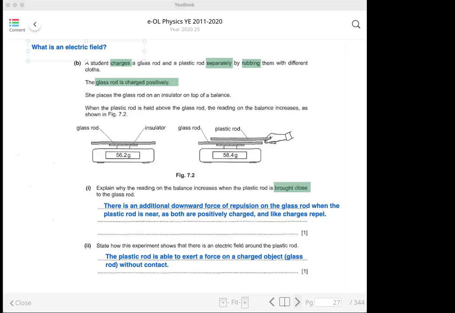Okay, Ryan, you may go. So for Yufan, let me share with you the answer. Electric field is a region where an electric charge experiences an electric force. Can you remember that? Electric field is a region where an electric charge experiences an electric force. That's all.